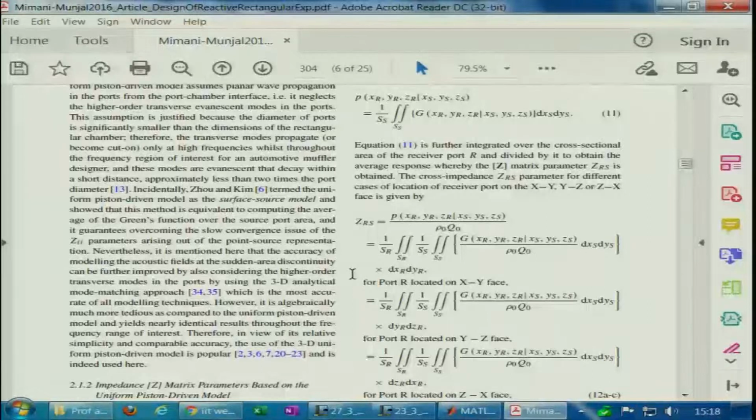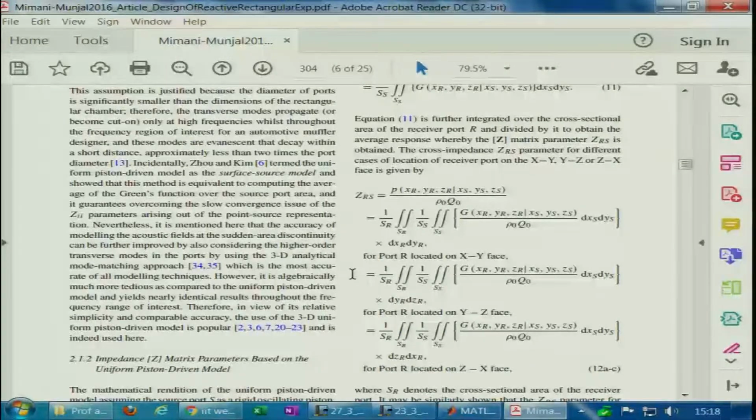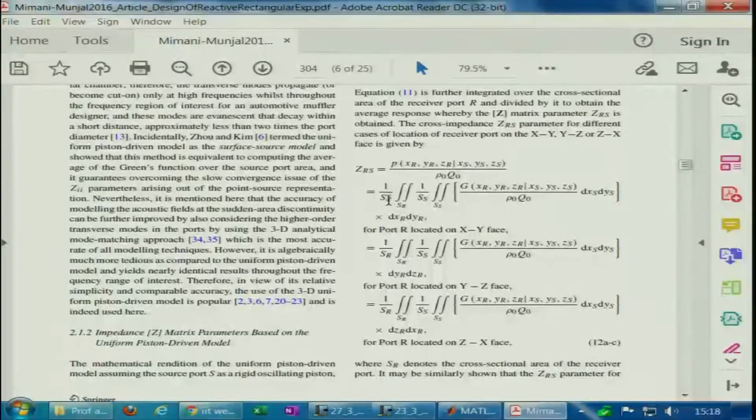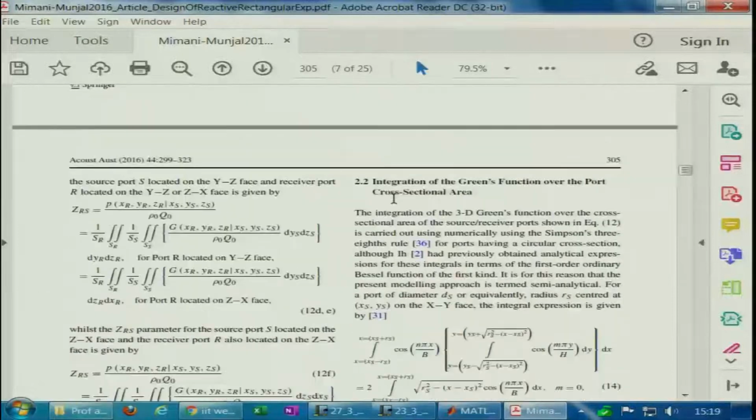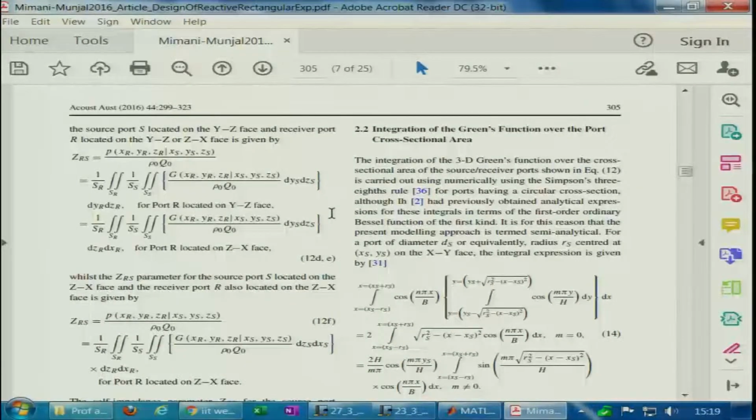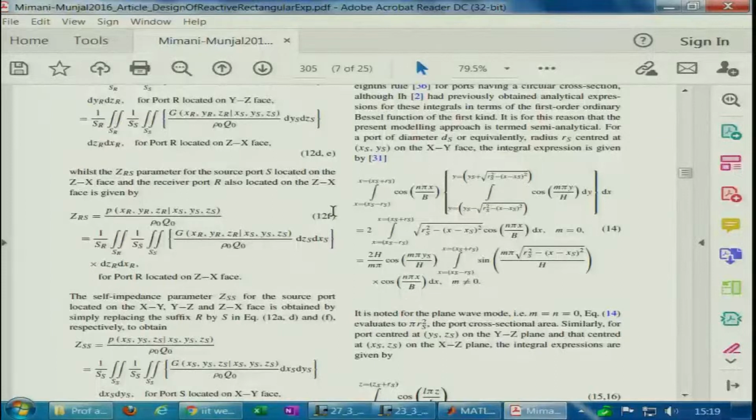I suggest you should probably try to download this paper from the internet, or else I can give it to you, and try to do the derivations by yourself to learn further. So, this is how we get the general Z RS parameter for different locations of the receiver port on the XY phase, on the YZ phase, and on the ZX phase. Once we do that, we get the impedance matrix parameters, and now we can develop some particular expressions for the integral when the port is located, to get the definite integral.